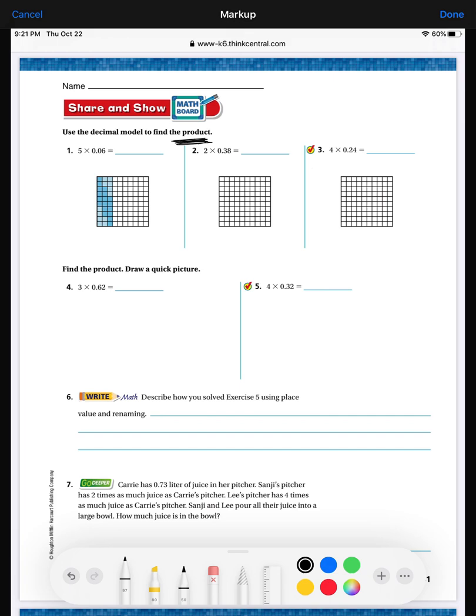Okay, now we're going to look at 2. It says 2 times 0.38. First thing I want you to look at is the decimal point. So we have 0.38. And what we're going to do is we're going to pretend like that decimal point does not exist for a minute. And we're going to look at just the digits. So we have a 38, which is 38. So I'm going to color in 38 squares, and I'm going to use blue. So go ahead and color 38 squares in.